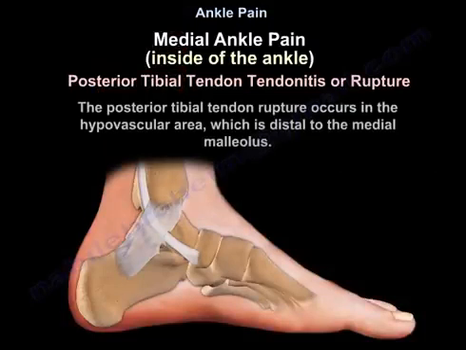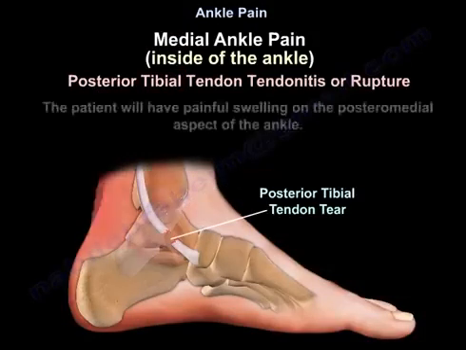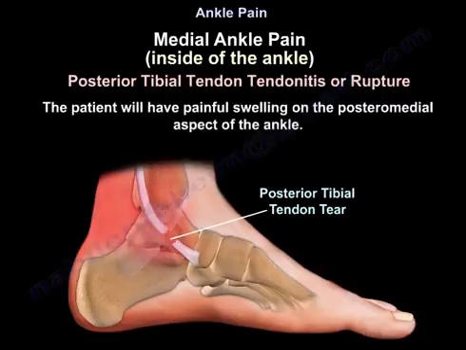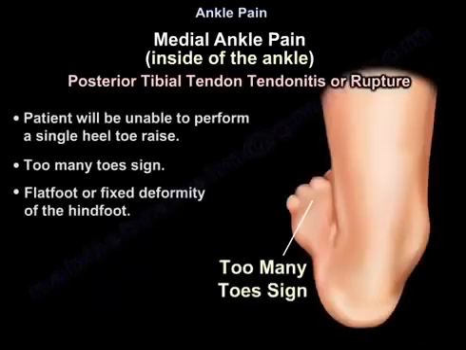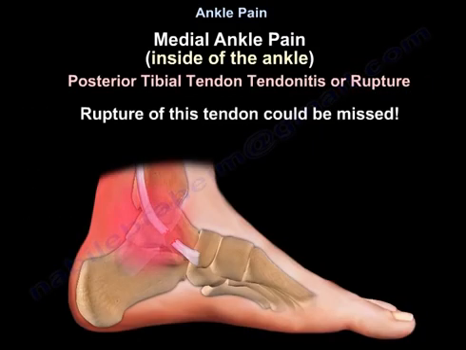The posterior tibial tendon rupture occurs in the hypovascular area, which is distal to the medial malleolus. The patient will have painful swelling on the posteromedial aspect of the ankle. The patient will be unable to perform a single heel toe rise. The patient will have too many toes sign, flat foot, or fixed deformity of the hindfoot. A rupture of this tendon could be missed.